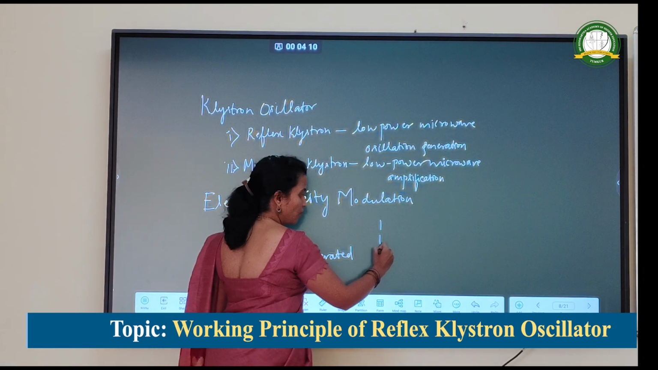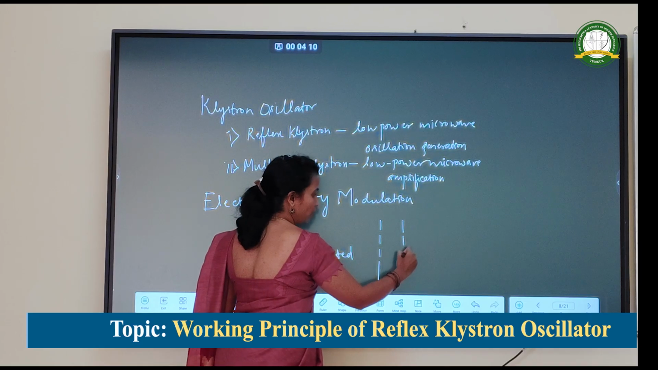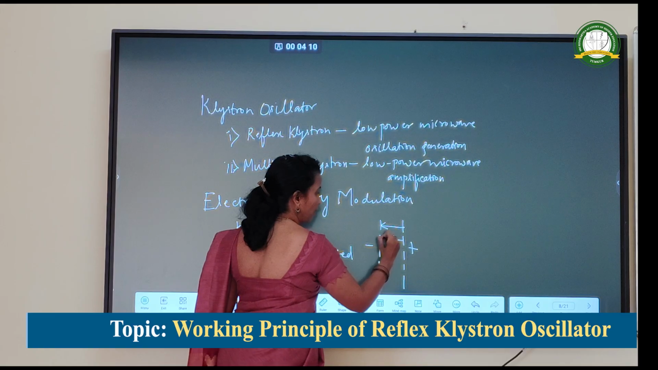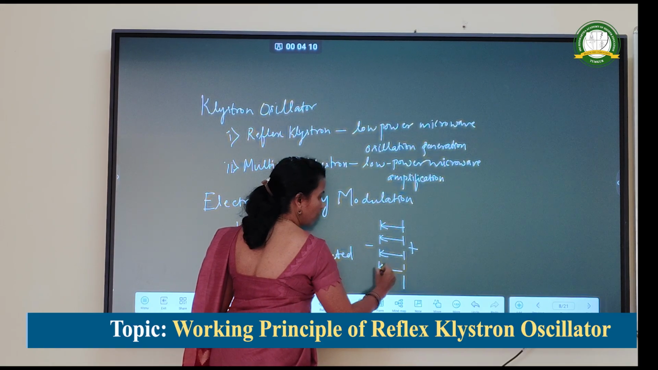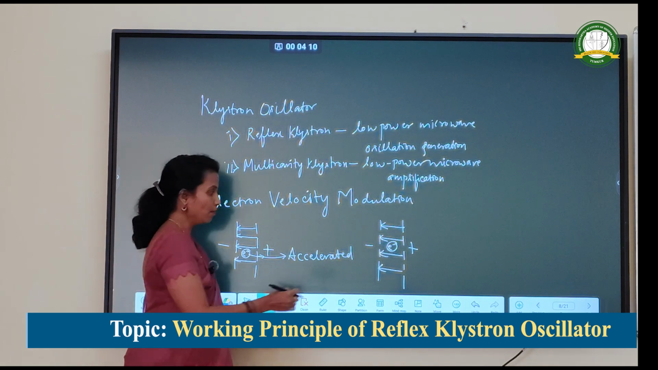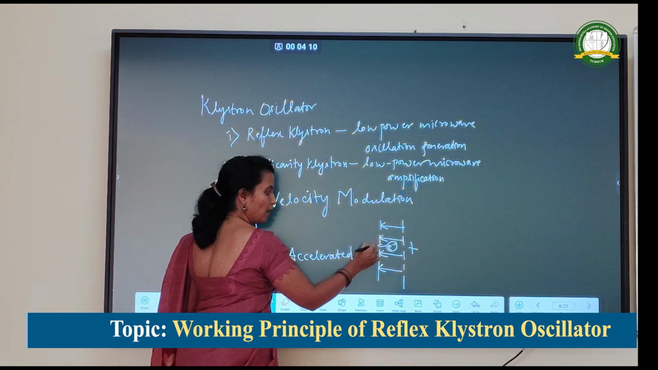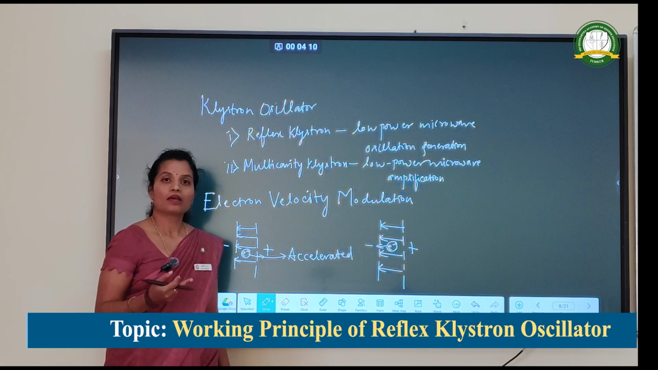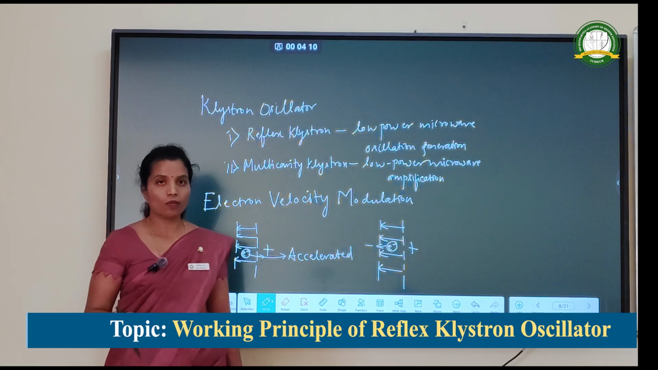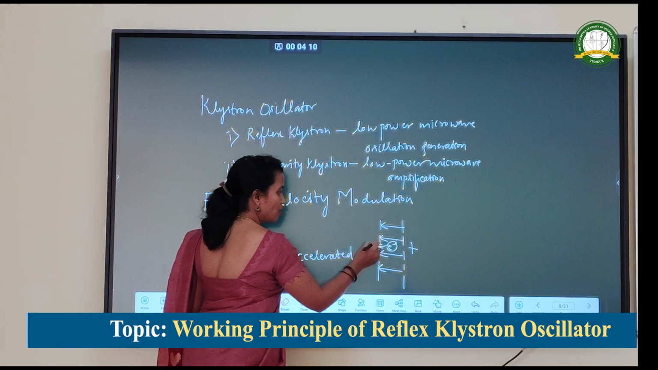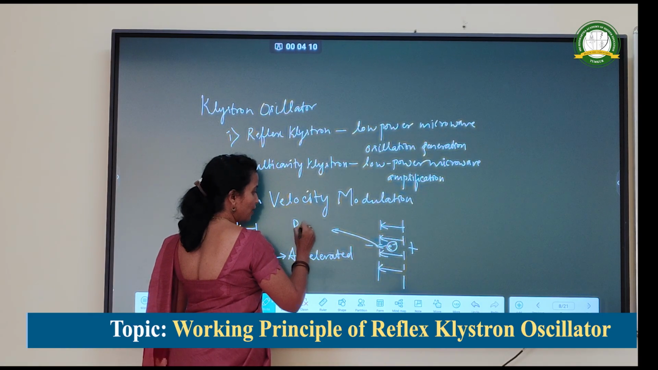If the electrons are moving in the same direction as the electric field, they lose their energy and thus their speed will reduce, and thus they are said to be decelerated. So these electrons are said to be decelerated.